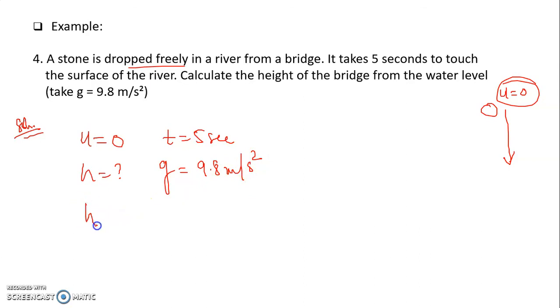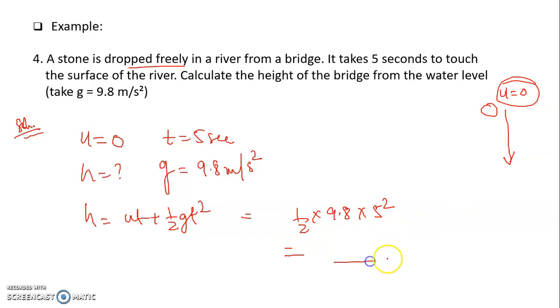Very simple. We have to find H. So UT plus half GT square. So just place the values into 5 square and then equate this and get the value of H. Is it clear to all of you?